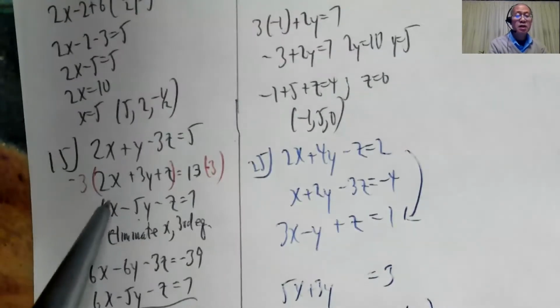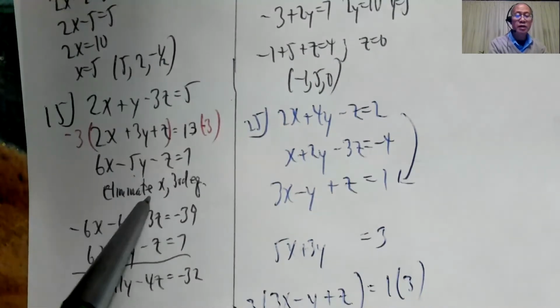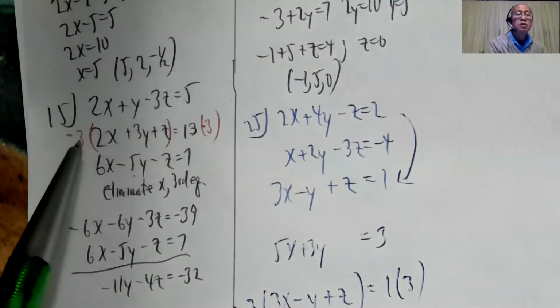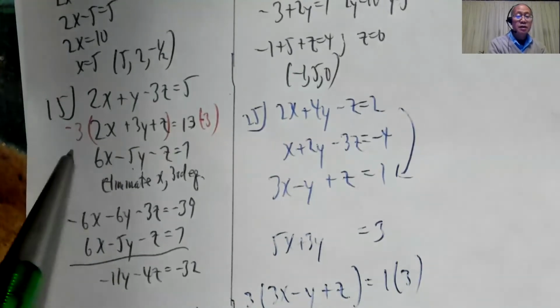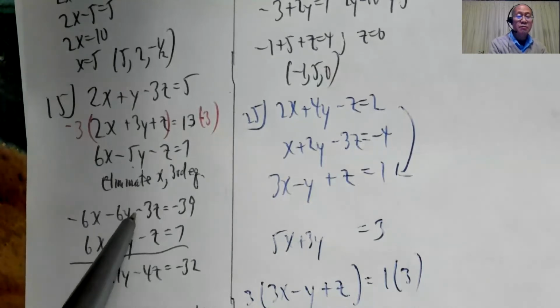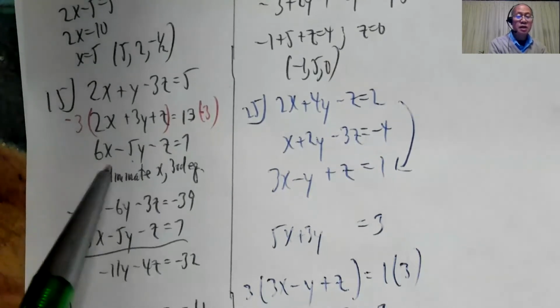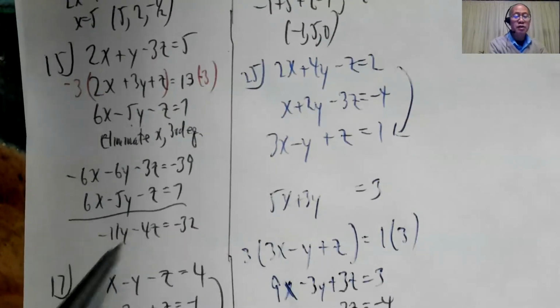Okay, 15. It just asks to eliminate x in the third equation. That's all that the question asks for. So one way to do it is to multiply the second equation by negative 3. That way this would be negative 6x minus 6y minus 3z. Add it to 6x minus 5y minus z equals 7. That eliminates the x, and that's all the question asks for.